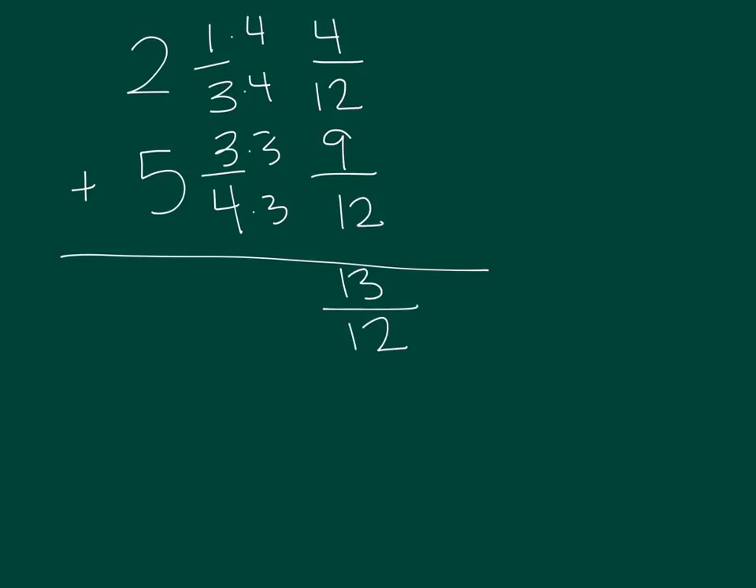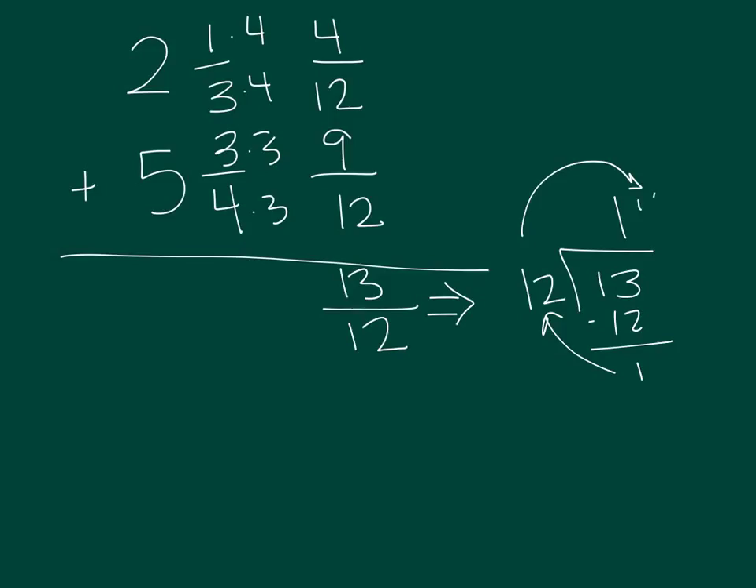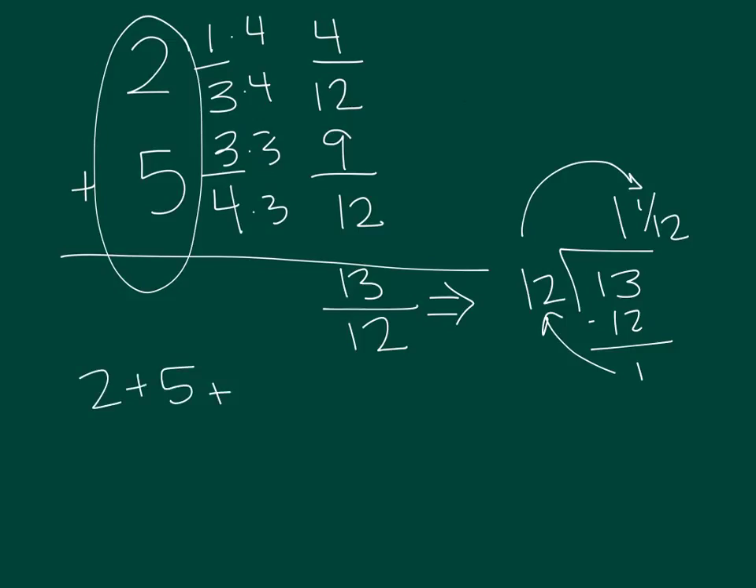Hold up, wait a minute. That is improper. Therefore, I have to do 13 divided by 12. 12 goes into 13 one time with 1/12 left over. Don't forget you have a 2 and a 5 sitting over here. So the 2 plus the 5 plus the 1 and 1/12 will give us 2 plus 5 is 7, plus 1 more is 8. So 8 and 1/12.